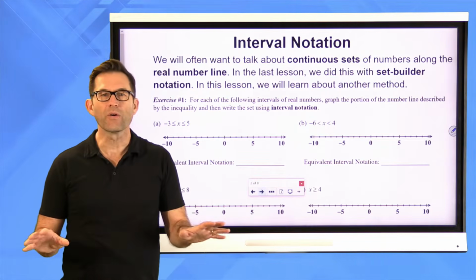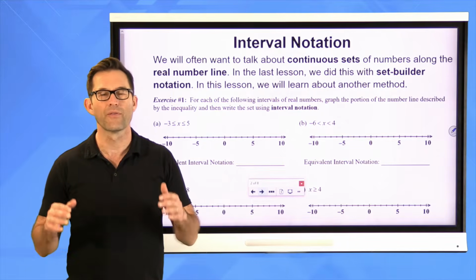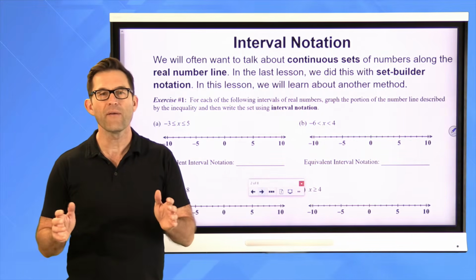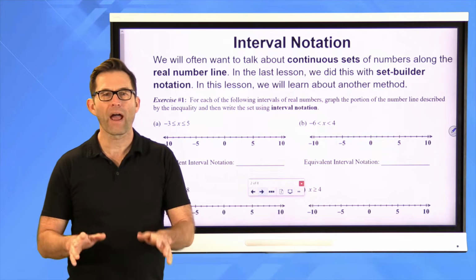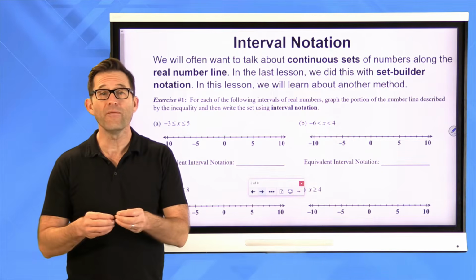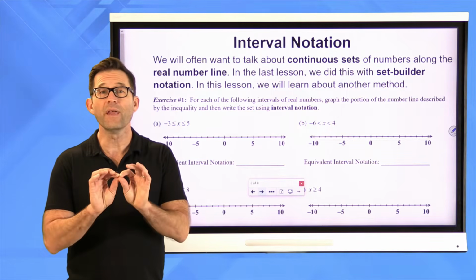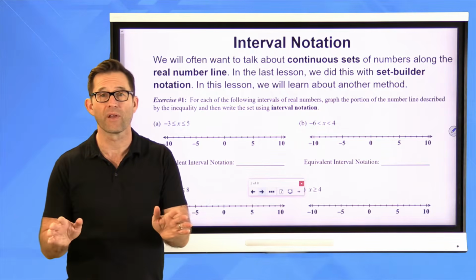All right, so interval notation. We will often want to talk about continuous sets of numbers along the real number line. And again, I want to emphasize, the real numbers are all the numbers you know about. The fractions, the decimals, the whole numbers, the irrational numbers. And when you lump all of those things together, they fill in the entire real number line. There's no gaps, there's no breaks, there's nothing like that.